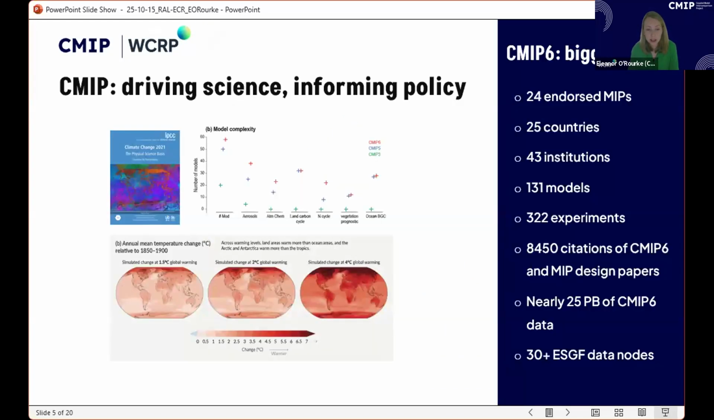CMIP is obviously at its core, and at the start, was really about driving climate science and climate model development, but is becoming incredibly important to informing policy. CMIP6 was the last phase, and it was like a massive expansion. There was a huge number of model intercomparison projects, the MIPs. There were 25 countries involved, 131 models, and over 300 experiments. That gave over, I think it's actually maybe nearer 30 petabytes of CMIP6 data. So there's a huge amount of data available to be analysed.